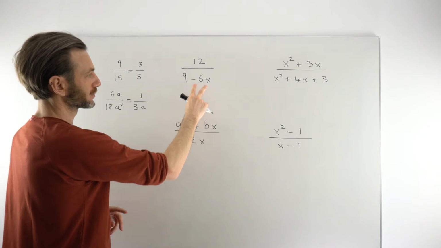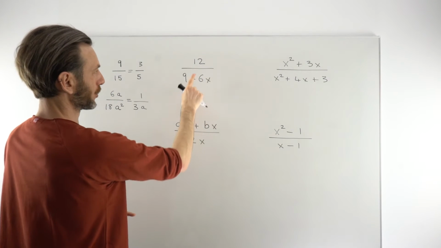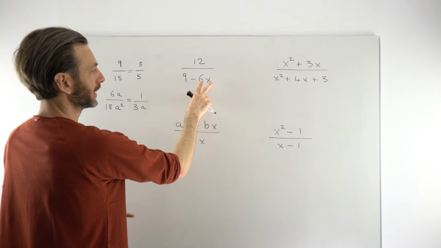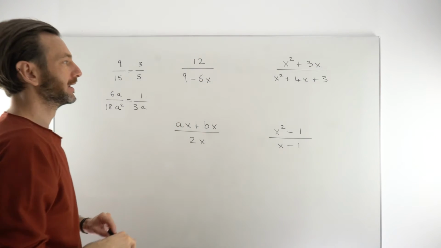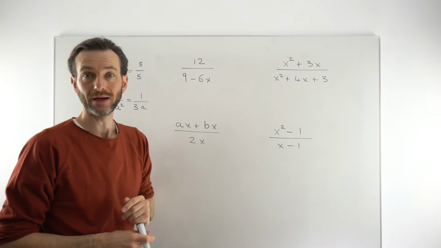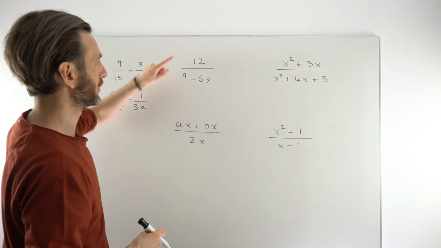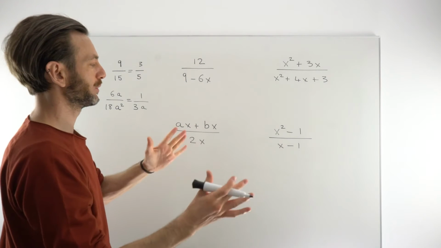So starting with this first one here, we could just look at these terms, so 12, 9, and the 6x term, and just see that there's a common factor of 3. So we could go straight to just dividing everything by 3, and that would be fine.